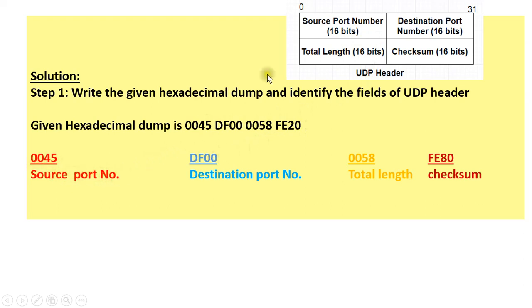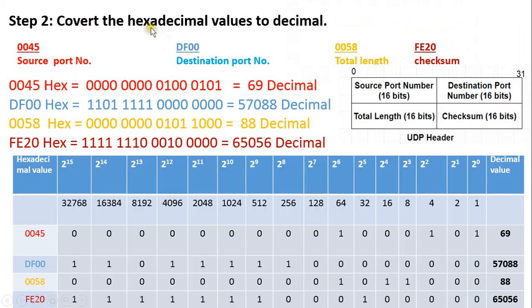This corresponds to the source port number. The second chunk of hexadecimal digits DF00 corresponds to the destination port number. The third chunk of hexadecimal digits 0058 corresponds to the total length field, and the fourth chunk FE20 corresponds to the checksum field. Now after identifying the fields, the next step is to convert the hexadecimal digits to decimal.